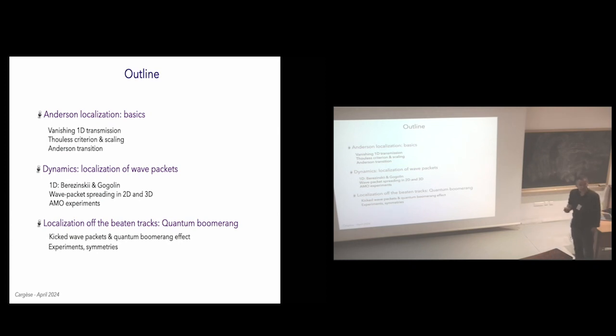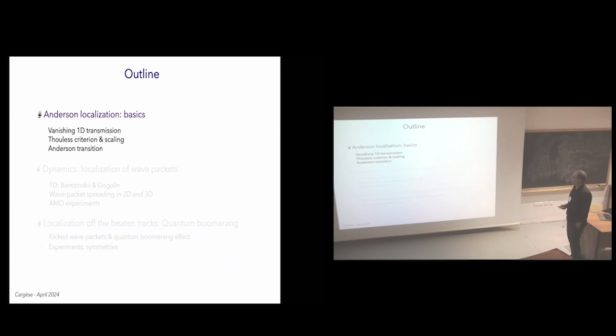They do a dynamical experiment, and at the outset I already showed you an example, an illustration of this. And finally, in the remaining time, I will present briefly what I think is an original signature of Anderson localization, which goes a little bit off the beaten tracks. It's called the quantum boomerang effect, an effect that was recently measured also experimentally with cold atoms, only with cold atoms.